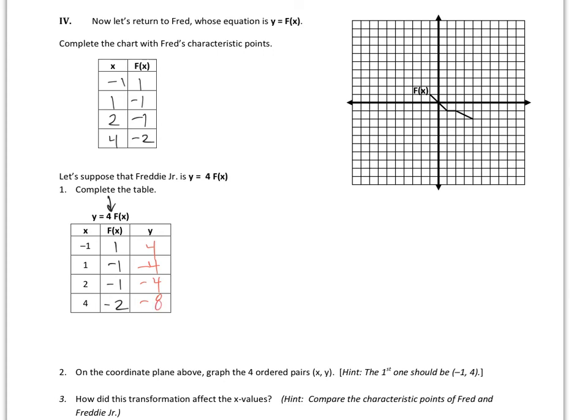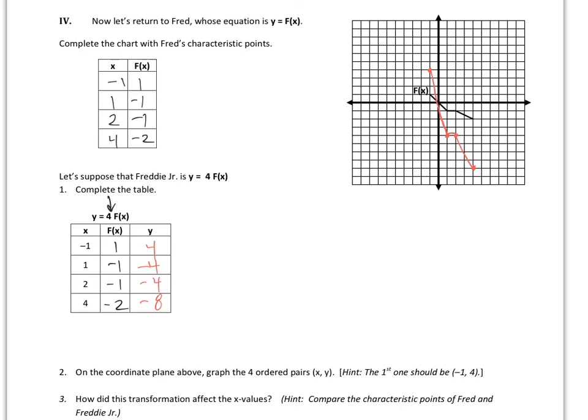So I'm going to graph those, and let's look and see what the effect is on the graph. Negative 1, positive 4, left 1, up 4, 1, 2, 3, 4. Positive 1, negative 4, right 1, down 4, 1, 2, 3, 4. Positive 2, down 4. And positive 4, down 8. 1, 2, 3, 4, 5, 6, 7, 8. And I connect the dots here of my critical points.